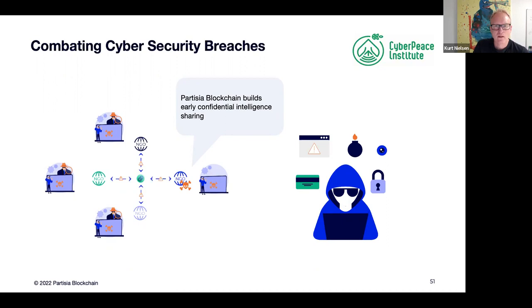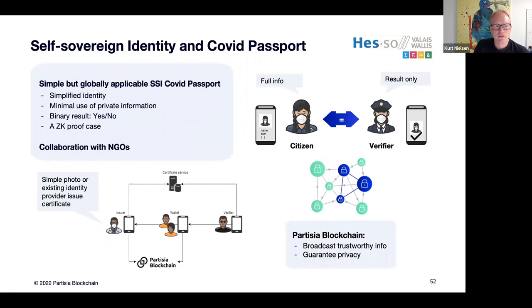Another strong solution is self-sovereign identity, which is a starting point for many applications, and something that we're going to evolve stepwise along the way. So we started out with this as a COVID passport. Here it's a very lightweight solution, so it should work in an African context. We're working with global NGOs on this.